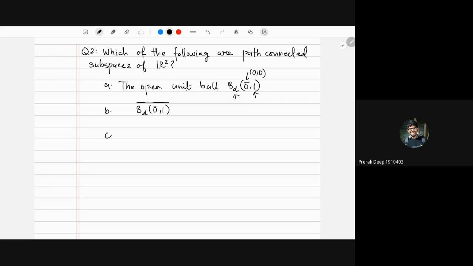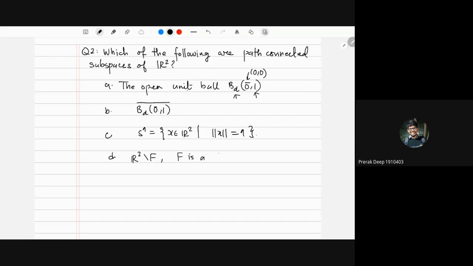Option C is the unit circle. We all know the unit circle. It is the set of all points in R2 such that the length of the vector is 1. Option D is R2 minus F, where F is a finite set of points. Again, I will pause for a couple of minutes and wait for you to think about this question and let me know what your answer is.